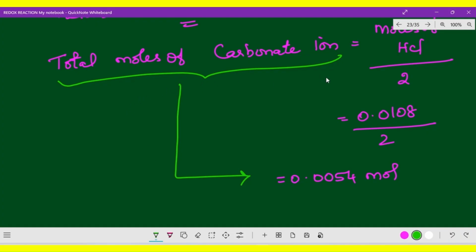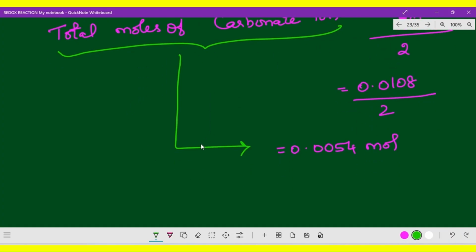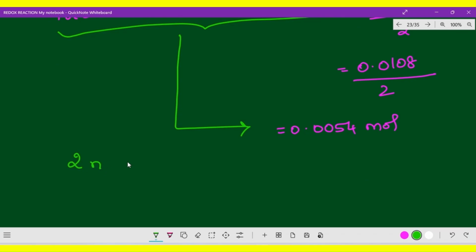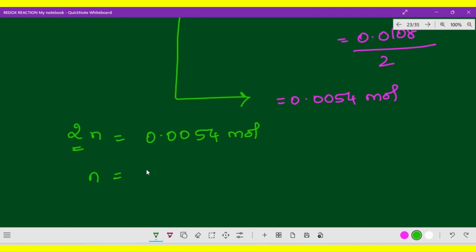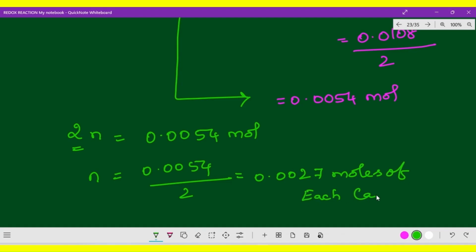So total moles of carbonate, because here both are a mixture. So 2N equals 0.0054 mole. Why did I mention 2? Because lithium carbonate is also available, and the other metal carbonate is also available. So 2 moles of carbonate ion equals this much. So N equals, since each one is equimolar, equal number of moles, 0.0054 divided by 2. So you will be getting around 0.0027 moles of each carbonate. I hope you got that idea.